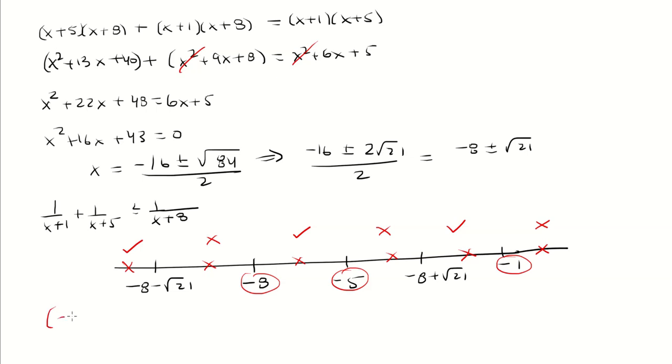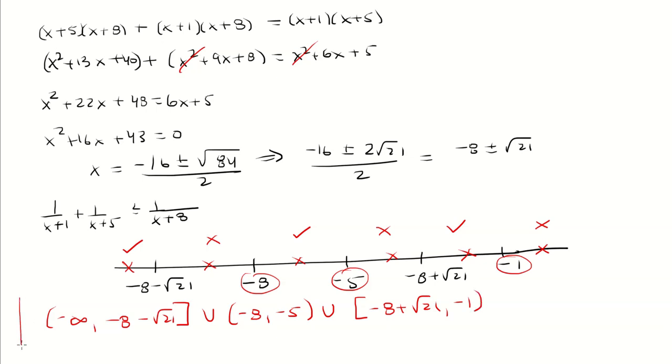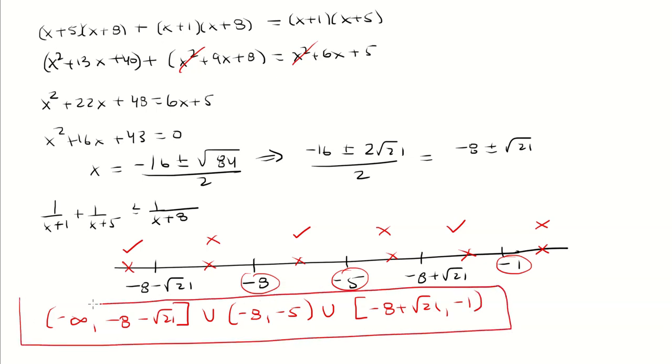But we're going to include -8 minus root 21. So we're going to put a bracket there. And then we're going to skip over to -8, but don't include it, as well as -5. And then we want to include -8 plus root 21. And then we're going to stop at -1, but we don't want to include it. So this will be the final answer.